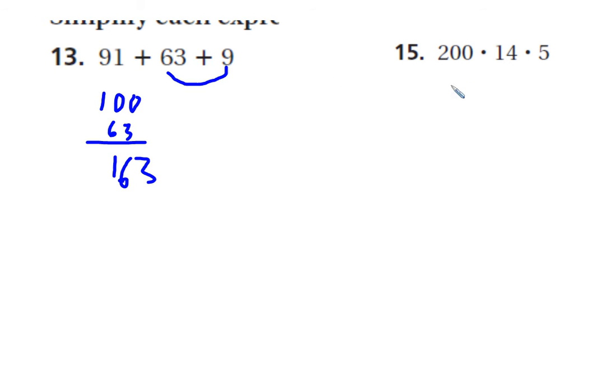Now on this one, they're all multiplication, so commutative property of multiplication says I could put 200 times 5, that's going to give me 1,000.